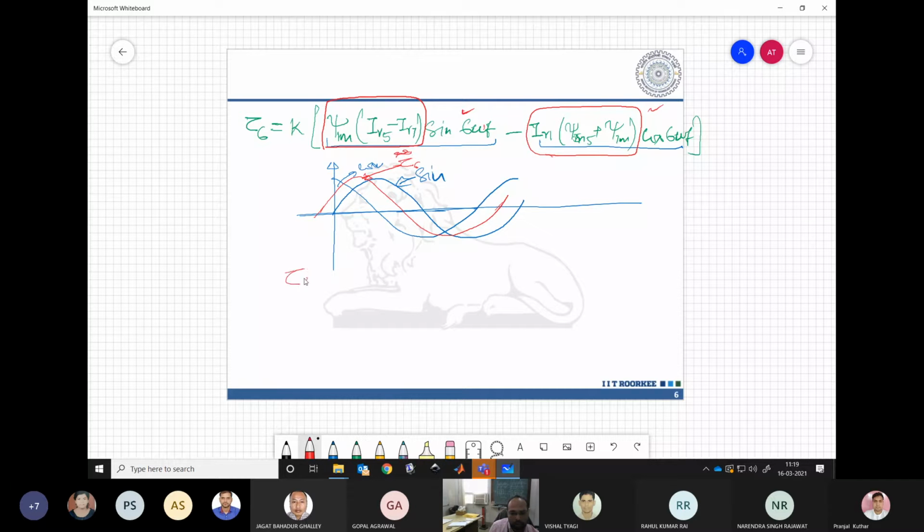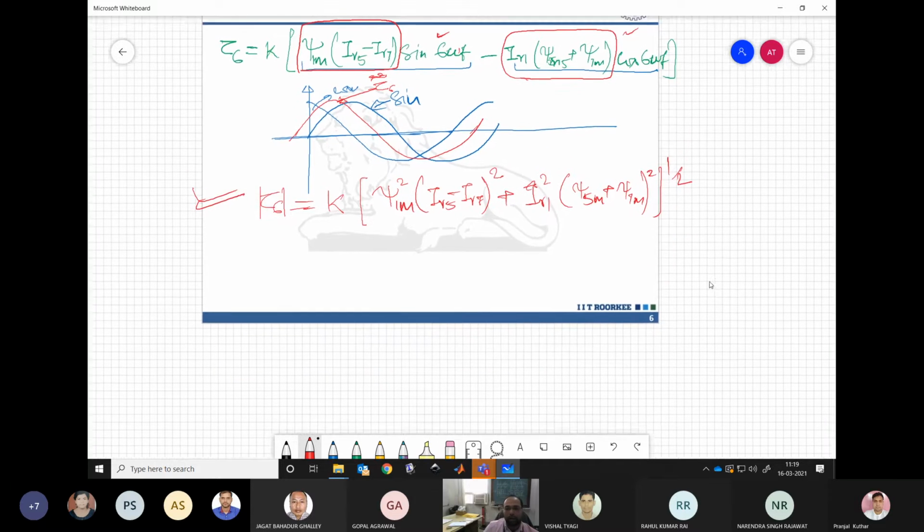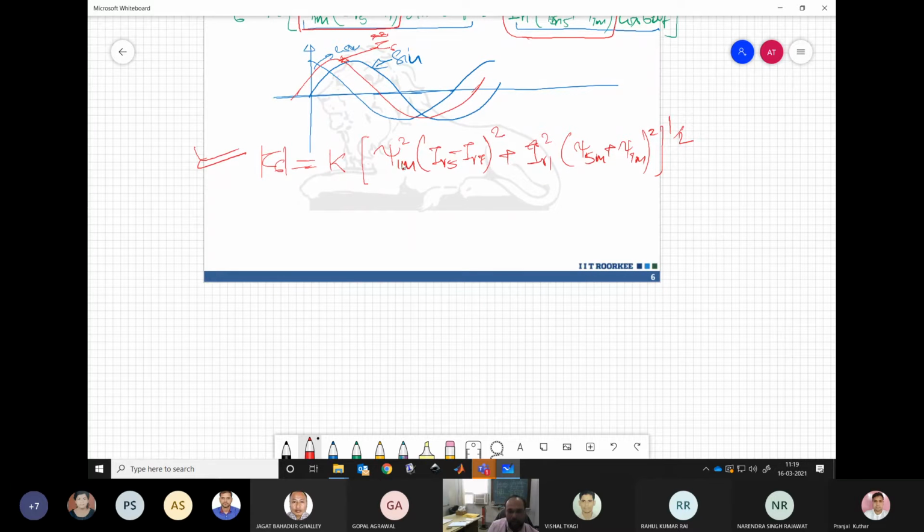So the magnitude of tau 6, if you see, will be a constant times the square root of this square plus this square. This is the magnitude. Now obviously these terms are positive quantities because they are squared, so they cannot cancel each other. We have to find some way to minimize these terms individually.